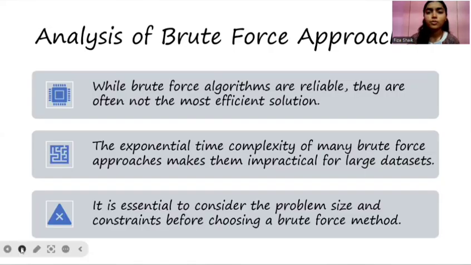Analysis of brute force approach. While brute force algorithms are reliable, they are often not the most effective and efficient solution. The exponential time complexity of many brute force approaches makes them impractical for large datasets. It is essential to consider the problem size and constraints before choosing a brute force method.